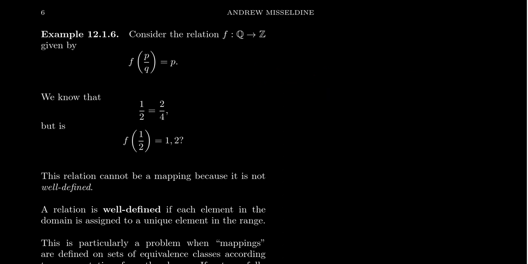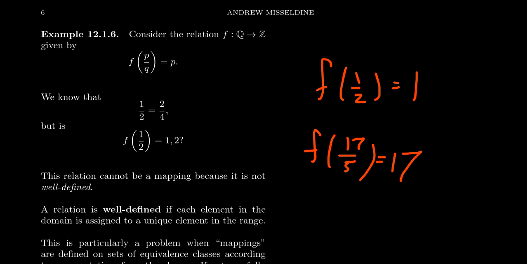Okay, so consider the following example. Be aware the relation we're going to talk about right now is not a functional relation. Suppose we define a function from the rational numbers to the integers in the following way. F of p over q, where a typical element of Q would look like p over q, some integer numerator, some integer denominator, our function is going to report back the numerator of that fraction. So f of 1/2 gives me back 1. f of 17 over 5 gives you back 17. Seems like a pretty simple function relationship. Just report the numerator.